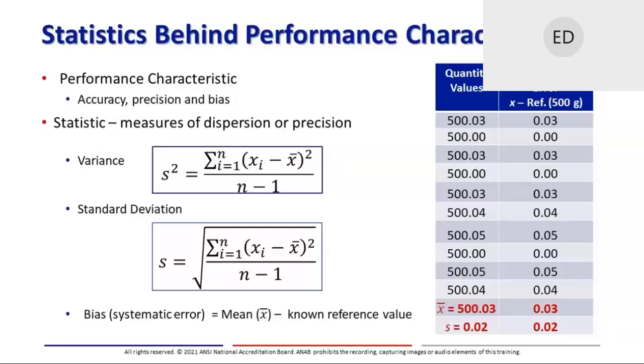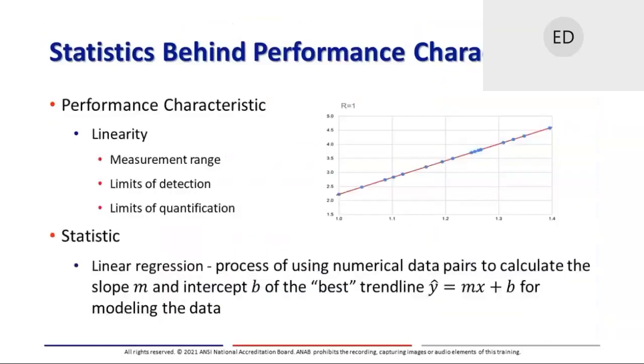So in addition to accuracy, precision, and bias, there are some additional statistics that we use when we're evaluating our performance characteristics for any validation or verification study. Additional performance characteristic could be linearity. So we have to ask ourselves, what do we use linearity for? How could we go about looking at the linear range of our measurements that we're making? One way of doing that is by doing regression.